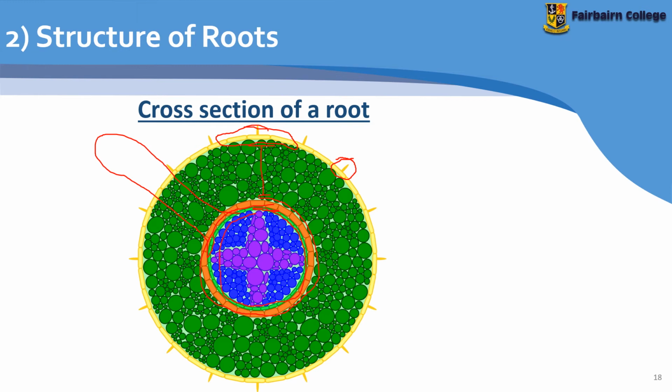And then inside of that, we have the two transport tissues. So we have the xylem that forms this X, which is going to transport water and minerals from the roots to the rest of the plant. And around the xylem, we have bundles of phloem, which is going to transport organic materials from the leaves back down to the roots, where they can be used or stored.